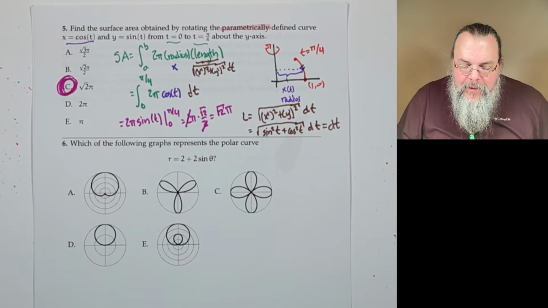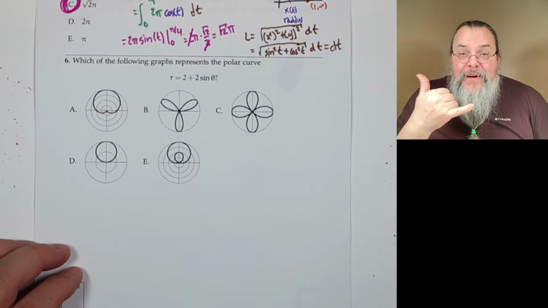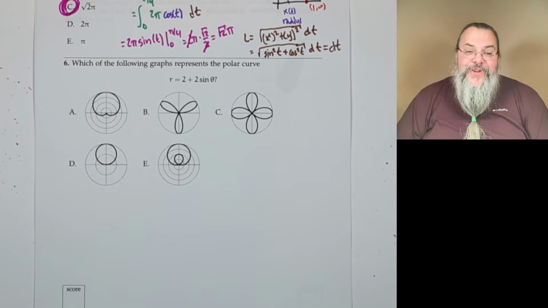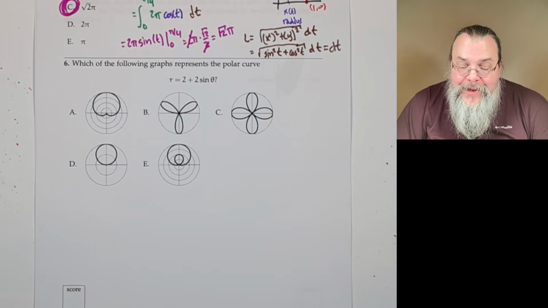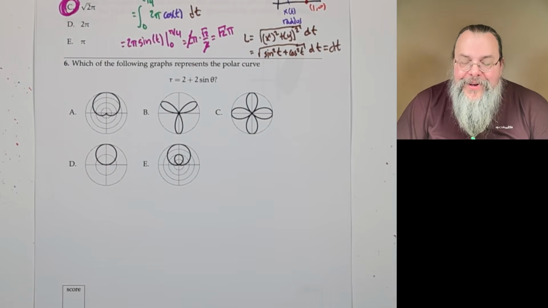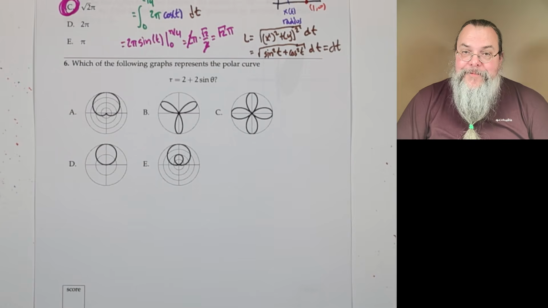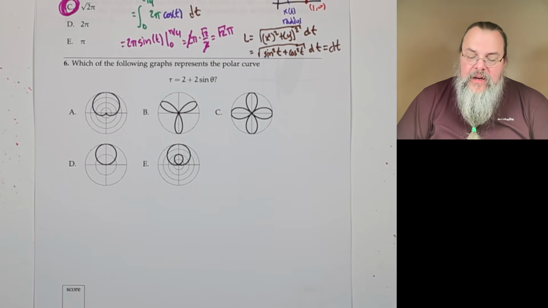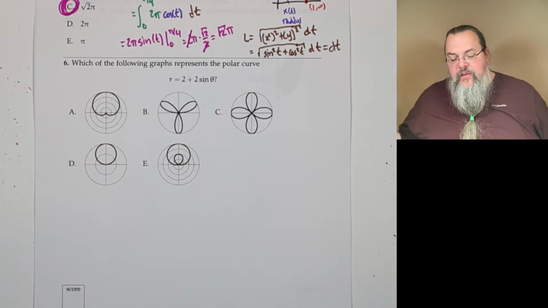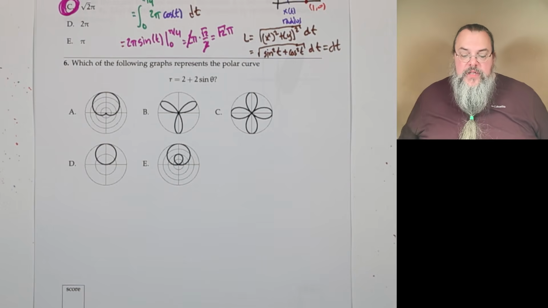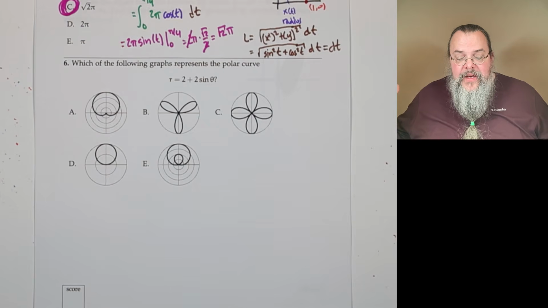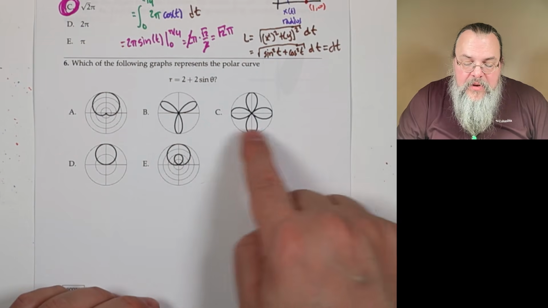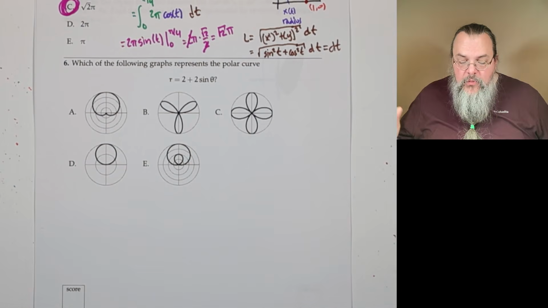All right. So that's number 5, and that brings us to number 6. Our last multiple choice. Oh, they go by so quickly. Which of the following graphs represents the polar curve r equals 2 plus 2 sine theta? And they gave us some graphs, and they have these circles. Now, they didn't quite explain the circles. What does each circle represent? My guess is that these are radii, and so each circle probably is a distance of 1. But we don't need to know that.